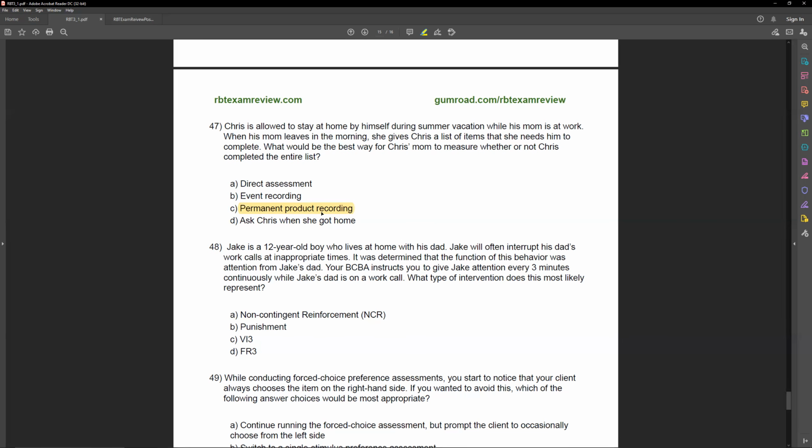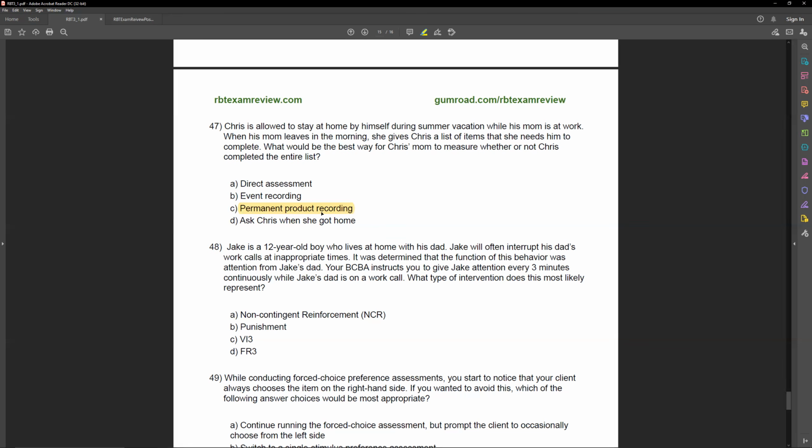Chris's mom can get home from work and check those products of the changed light bulb, the bought groceries, and the vacuumed, without actually having to record it. That's a benefit of permanent product, is you don't actually have to observe the behavior to measure the product. However, to do permanent product, the behavior has to produce something. So in order for Chris's mom to measure the entire list, the best way she could do it is through permanent product recording.